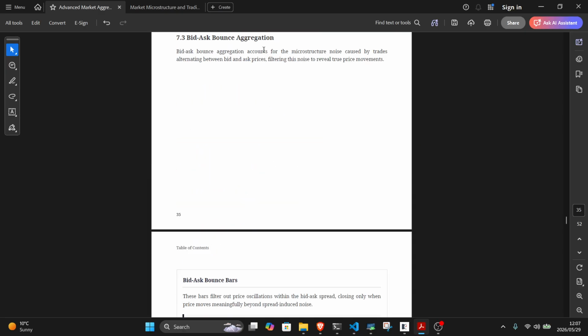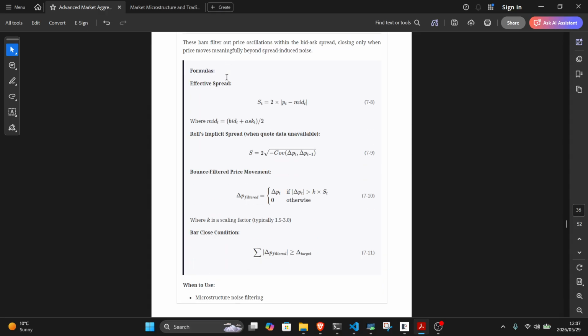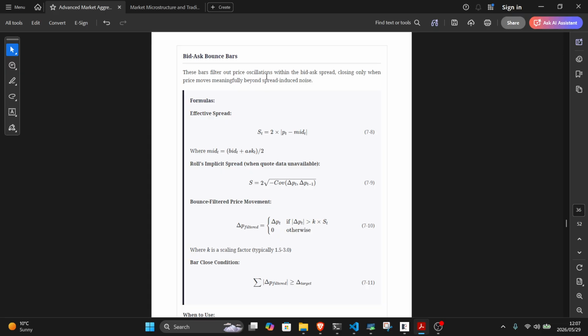Bid-ask bounds aggregation accounts for the microstructure noise caused by trades alternating between bid and ask prices. These bars filter out price oscillations within the bid-ask spread, closing only when the price moves meaningfully beyond spread-induced noise.